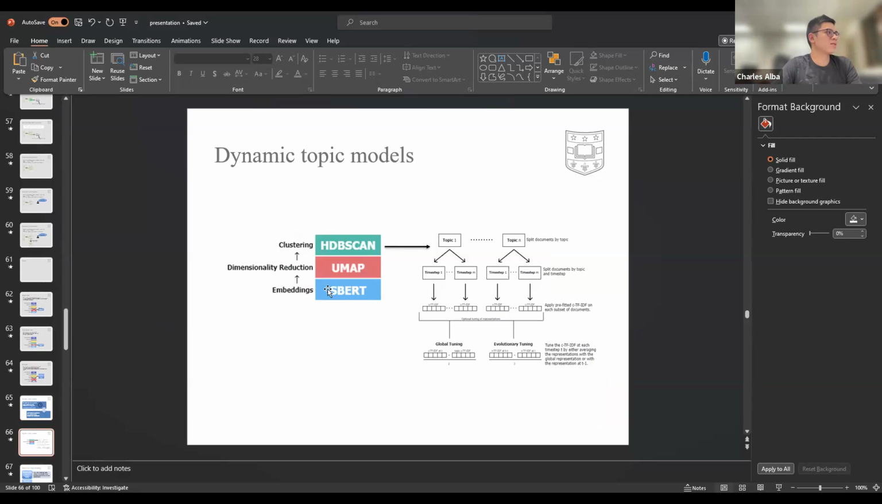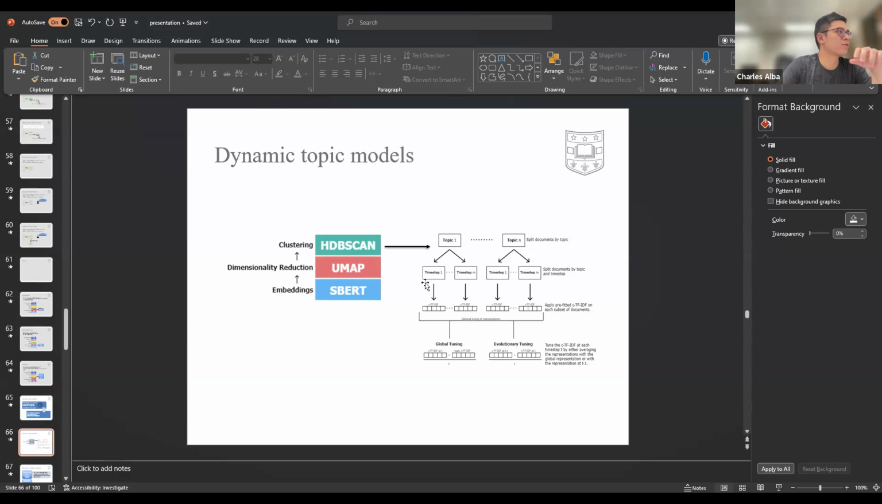So this is very useful, and I absolutely love this. How it works is that, again, embeddings, dimensionality reduction, clustering. So it clusters all the documents together. It does not cluster at each time step. It clusters everything together. It has these clusters, and then it divides them based on the time step.